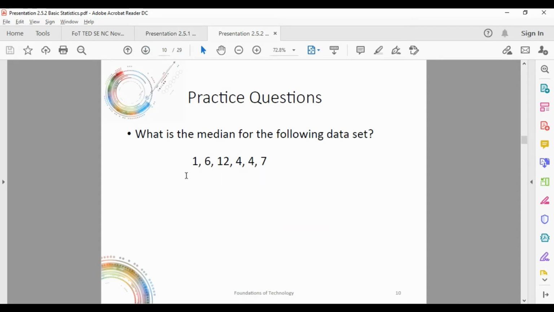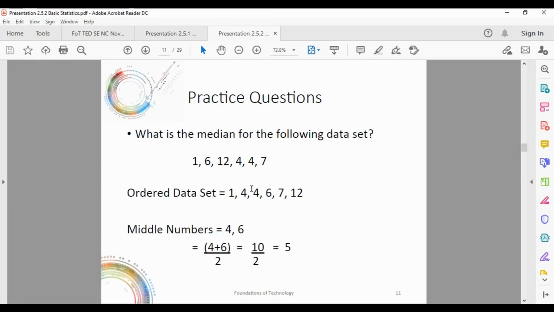So what's the median for this set? There's 6 elements, and so when you order them, you're going to find that 4 and 6 are your 2 middle terms. Average those together. 4 plus 6 is 10. 10 divided by 2 is 5. So notice in this case the median does not actually exist within the set, and that is okay. That kind of stuff is going to happen.